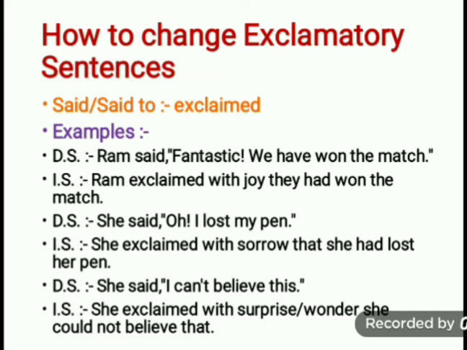Then not, because here it is written can't, which means cannot. So could not. Then believe, this is to be converted into that. This also I told you in our previous video. Okay, so let's move.